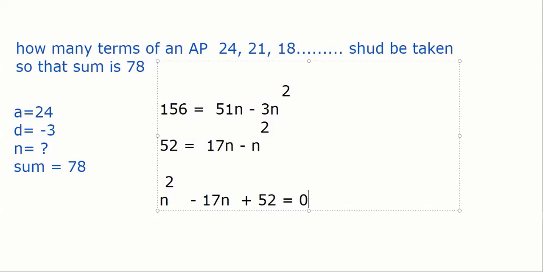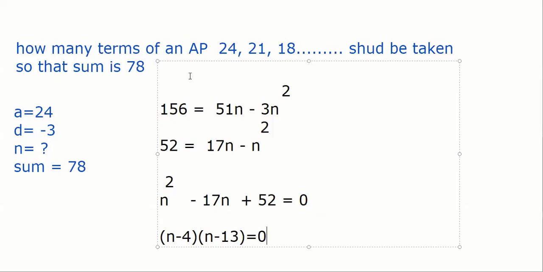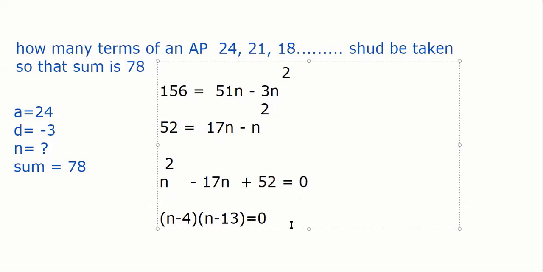If you factor 52, 4 into 13, you get 17. So finally you get (n minus 4)(n minus 13). I already told you how to solve quadratic equations in earlier classes. So now n can be 4 or 13. Why do we get two values? See: 24, 21, 18, 15, 12, 9, 6, 3, 0, minus 3, minus 6. It goes to minus also. So when you go ahead, minus and plus cancel each other, so the sum can still be 78.